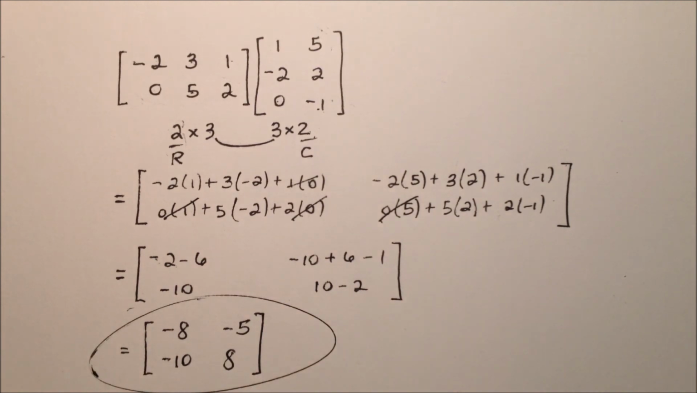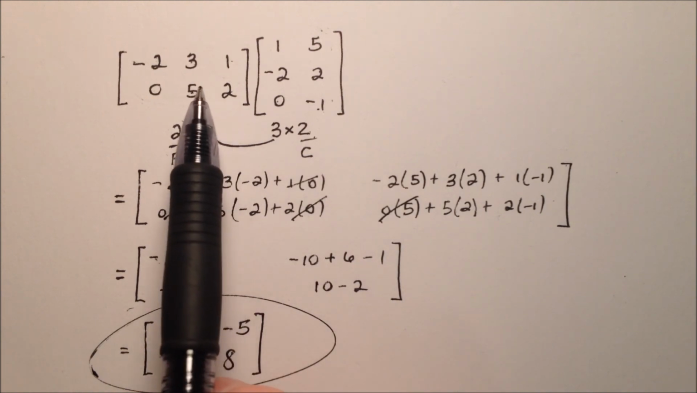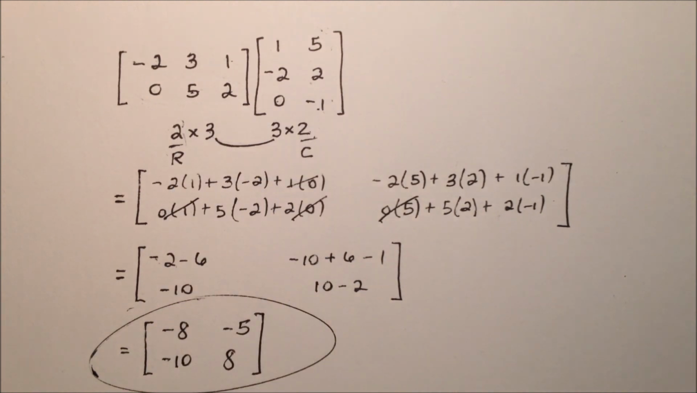So this 2 by 2 matrix is going to be the product matrix that I get when I multiply this 2 by 3 matrix with this 3 by 2 matrix.